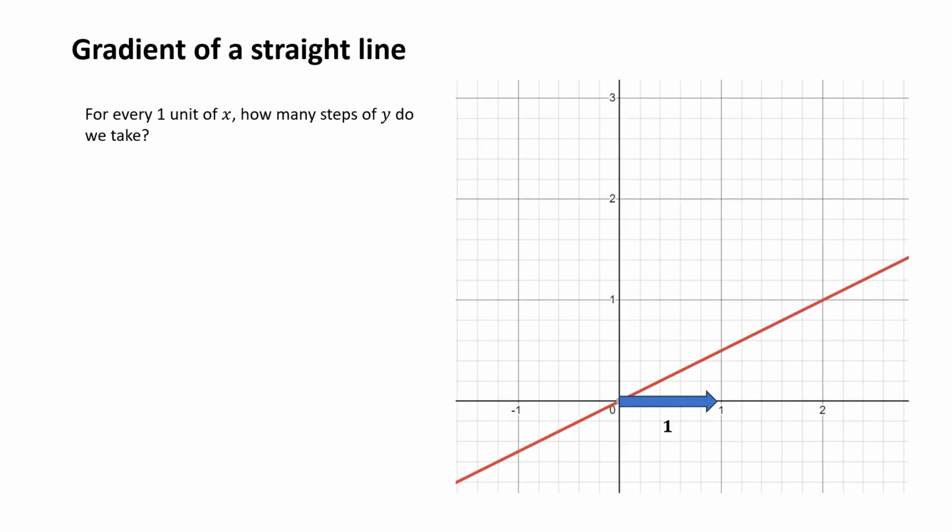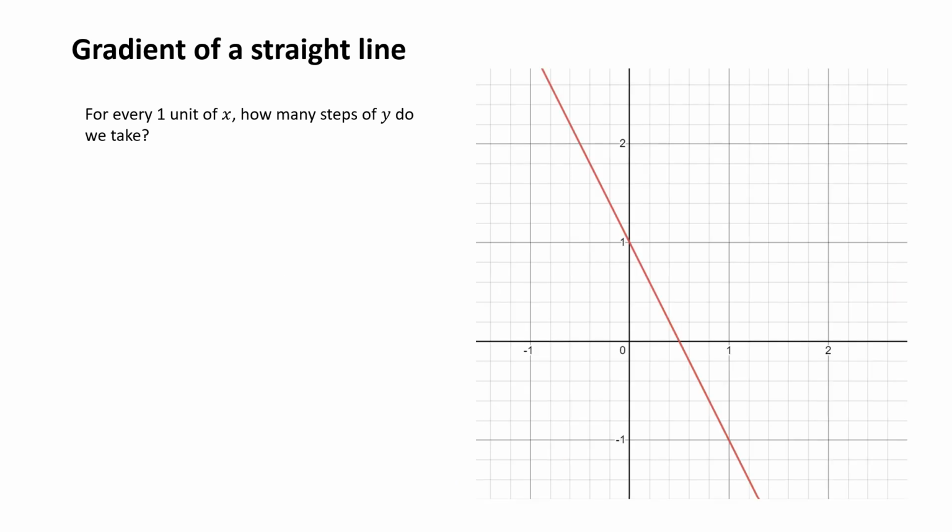Again, we're going to take 1 step in the x direction. How many steps do we need to take to get back to the line? Well, it's 0.5 in the y direction, so this is going to be our gradient. The last one here, we take 1 step across, and now this time we take 2 steps down, so this is -2. So our gradient here is m equals -2.